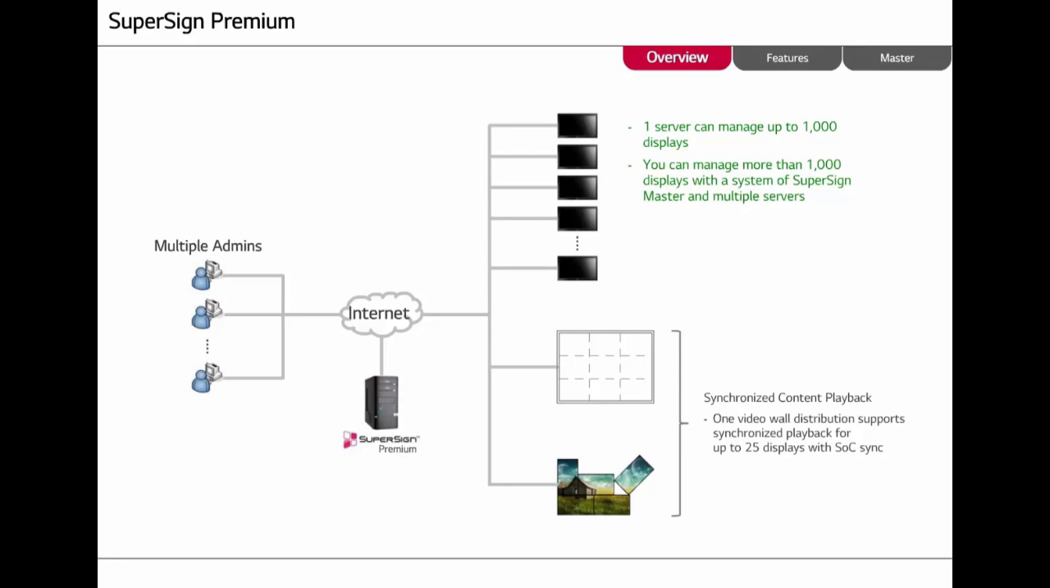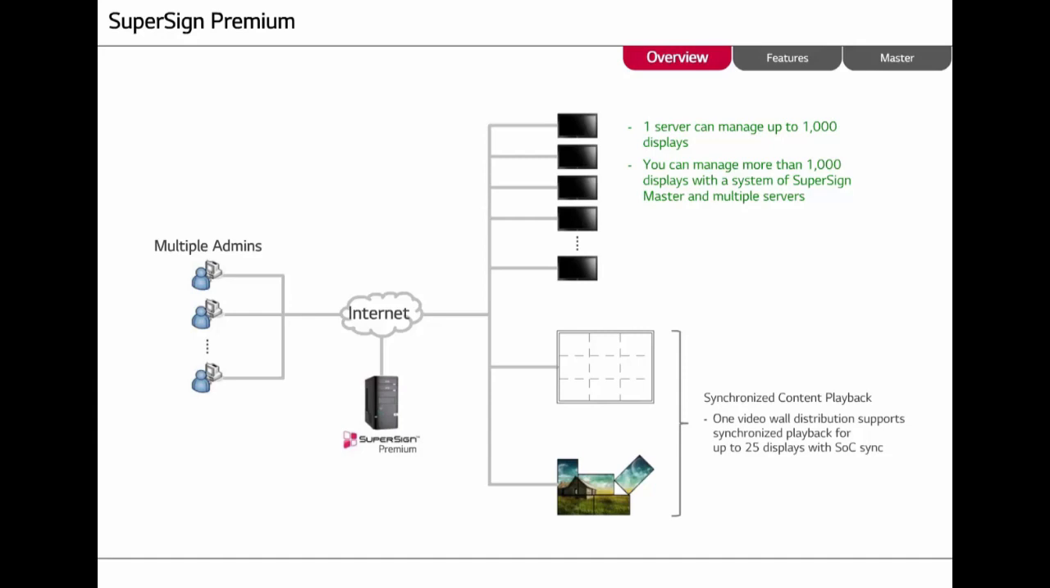As already mentioned, one SuperSign Premium server can manage up to 1,000 displays. But if you need to manage more than 1,000, you can expand this system with optional software and multiple servers. This optional software is called SuperSign Master, and will be explained later on.